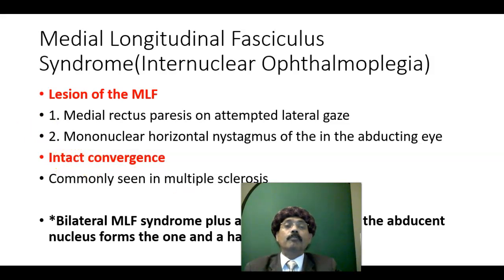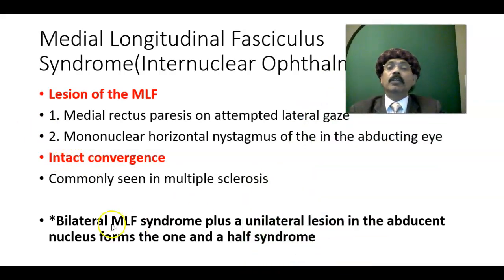So, what are the causes of medial longitudinal fasciculus syndrome? The most common cause is demyelinating disease of the central nervous system. There is multiple sclerosis, that is a demyelinating disease of the central nervous system. But medial longitudinal fasciculus syndrome may happen in case of any type of stroke, vascular problem in the brainstem, or some type of glioma of the brainstem. That may also lead to medial longitudinal fasciculus syndrome.